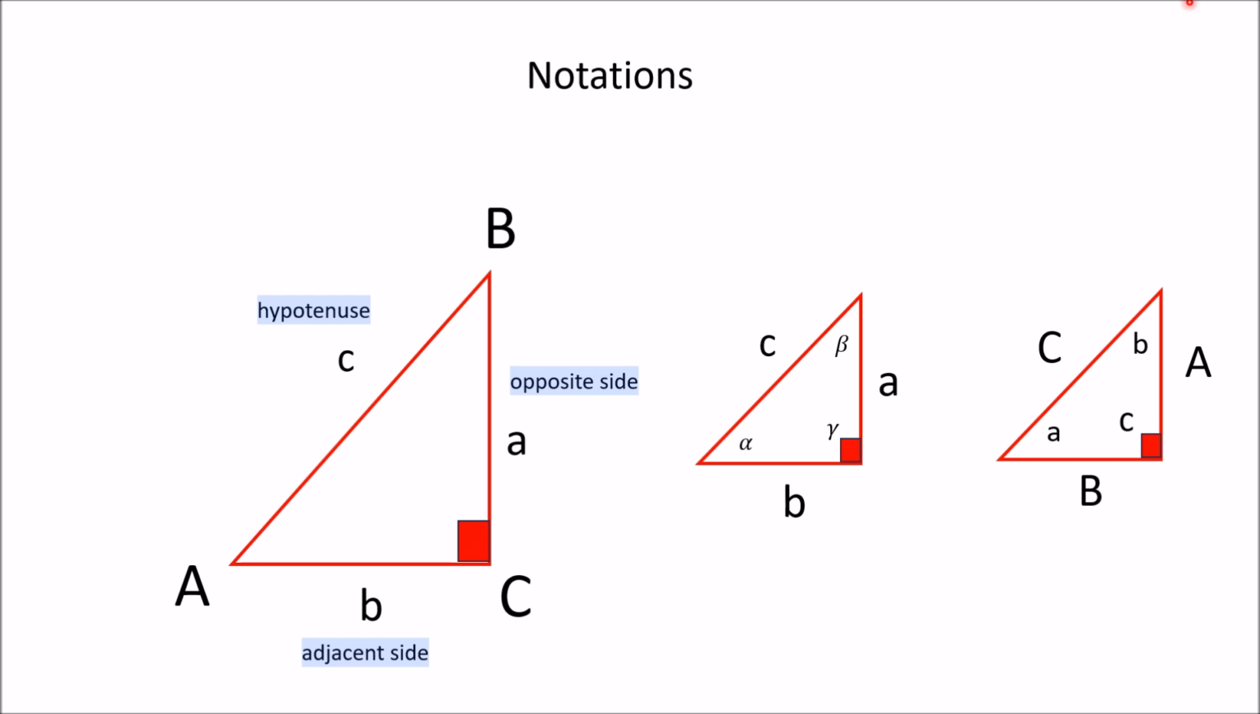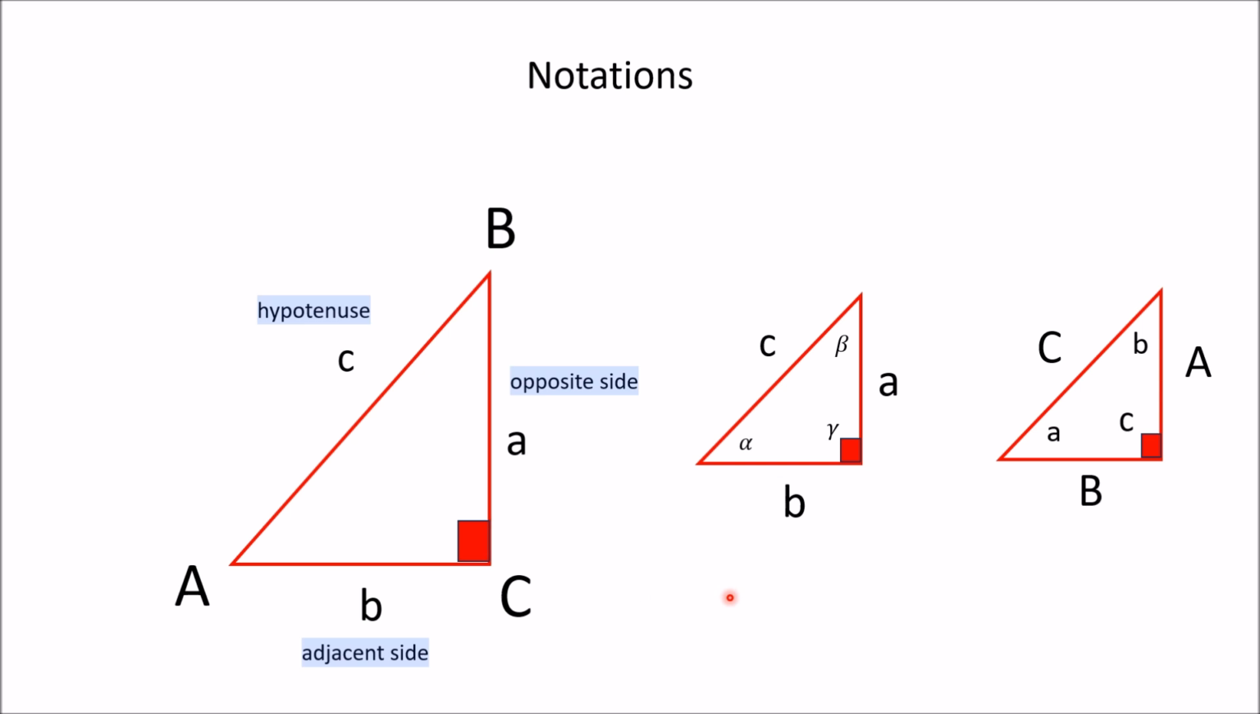So there's several notations when talking about triangles. First, let's talk about what they're described as. If you have an A angle here, then the side opposite that A angle is called the opposite side. The side adjacent to the A angle is called the adjacent side. And the side between A and B, or across from the C right angle, is called the hypotenuse.